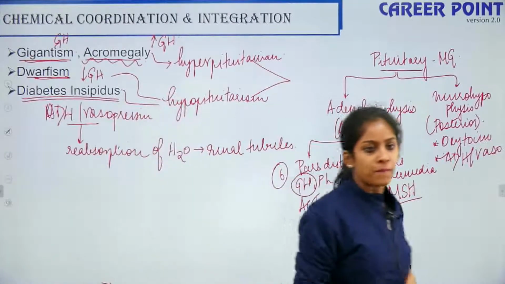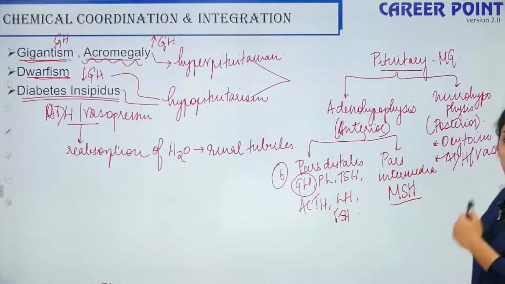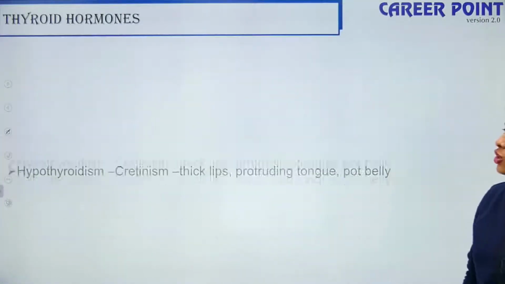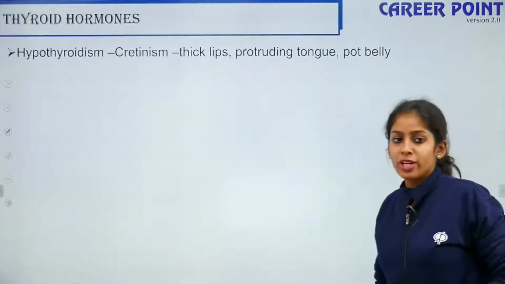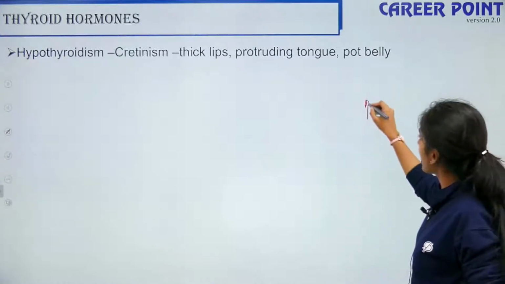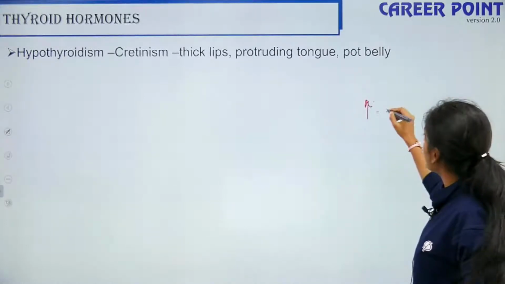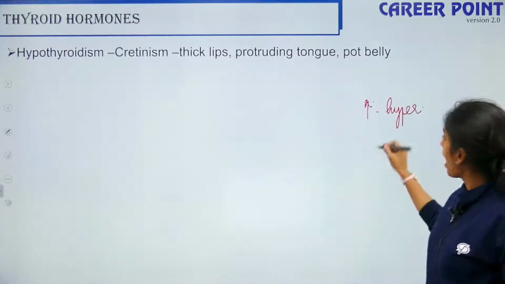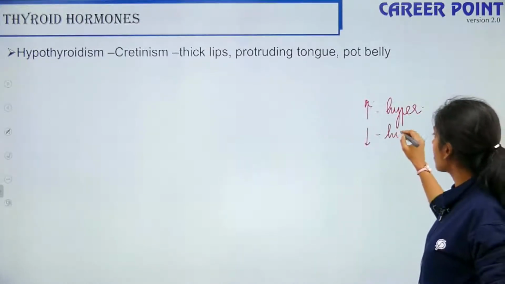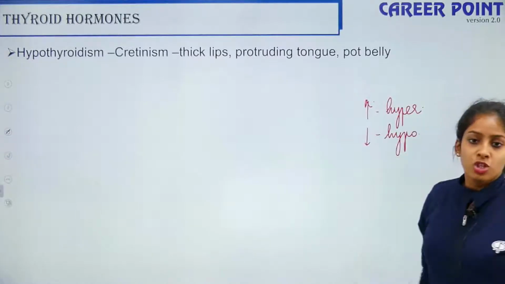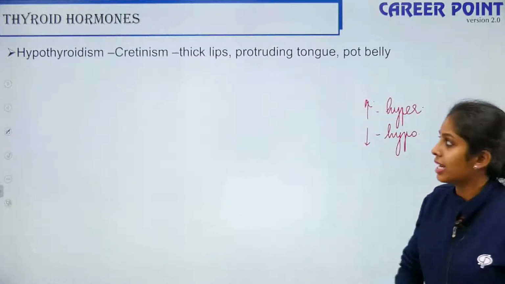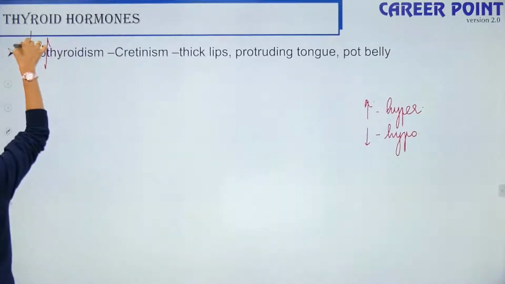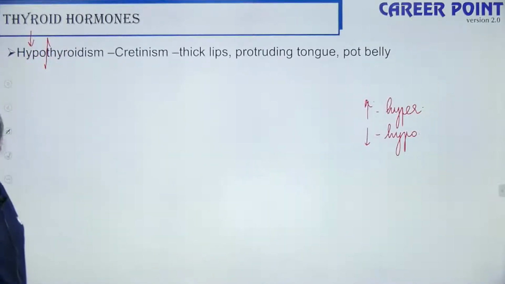Noted it down? Okay, so moving forward to the next part. The next part is based on your thyroid hormones. When you have increased secretion of thyroid hormones, it is called hyperthyroidism. When you have less secretion, it is hypothyroidism. Based on this, the diseases are classified. So first one is hypothyroidism, when you have less secretion of your thyroid hormones.